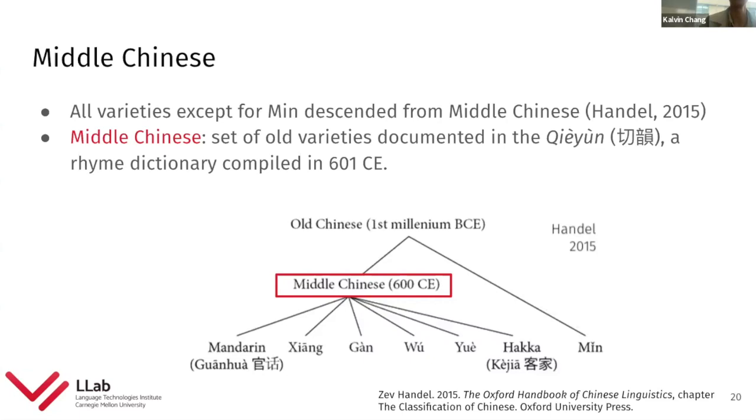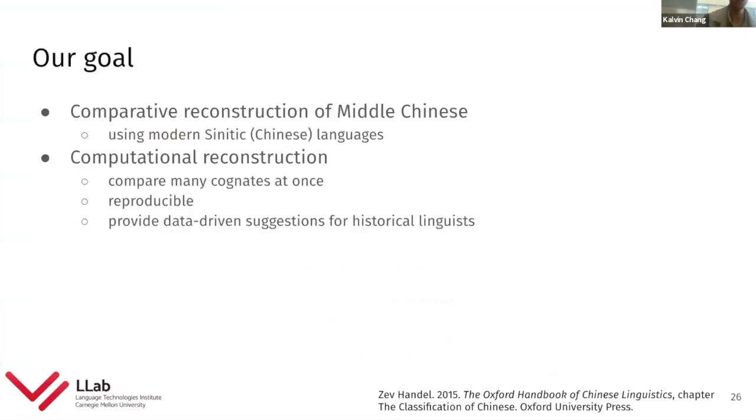Of course, we don't know what the actual values of the equivalence classes are because the IPA did not exist back in 600 CE, but it still gives us a head start as to what words can be grouped with each other and what words rhymed with each other. Our goal in creating this data set is to enable comparative reconstructions of Middle Chinese using the modern Chinese languages. Now, why do we want a computational reconstruction?